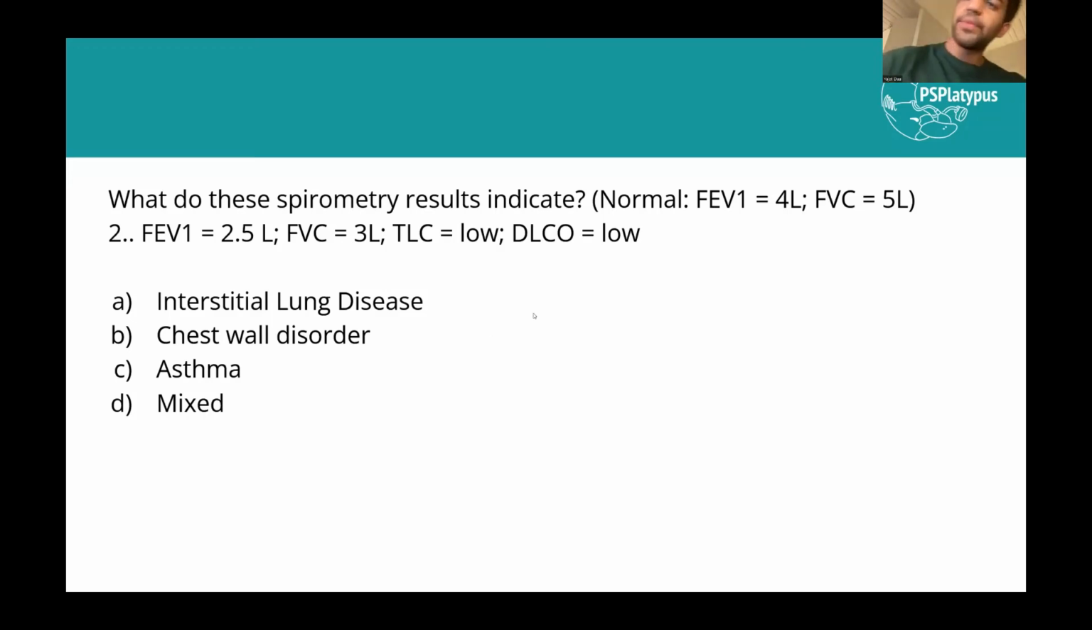So, okay, we have this first question. This is straight from the slides, adjusted a little bit. So we've got these spirometry results. FEV1 is 2.5 liters, FVC is 3 liters, total lung capacity is decreased, and DLCO is decreased. So just check your answers in chat for this one. What do you think of ILD, chest wall disorder, asthma, or even a combination of the above?